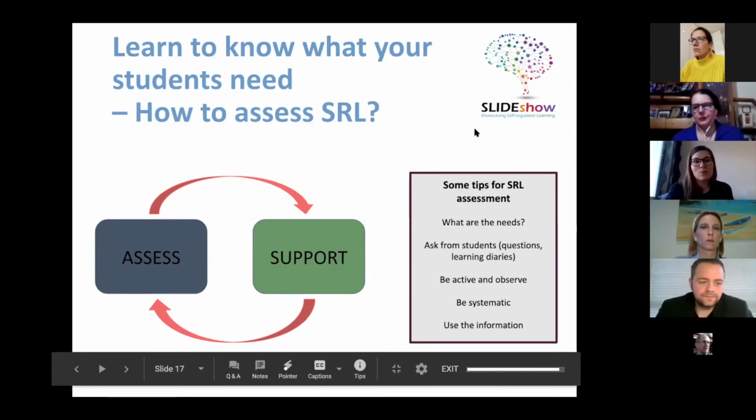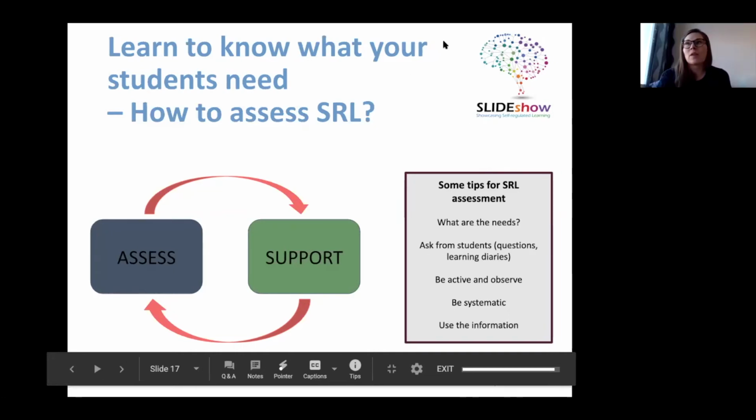Yeah, well, there are a lot of different tools that we can use. In the SLIDEshow project, for example, we tuned in these different tools that have been used in the research field and that I think could also be used at schools. These can be really simple questionnaires, for example, about student strategic behavior. You can also assess students' motivation or emotions with smiley faces.